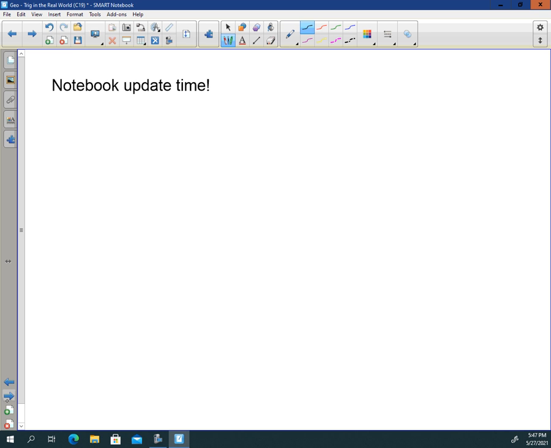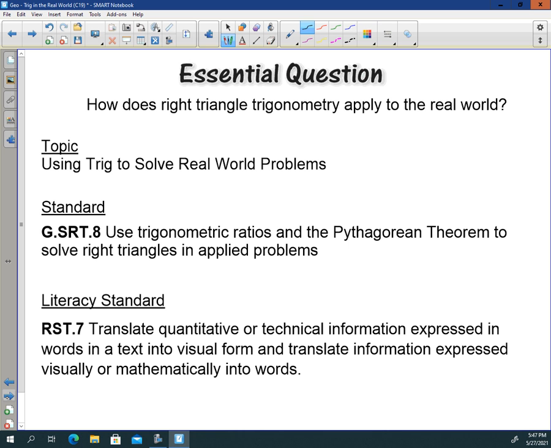Let's do this. So we're going to use Trig to solve real-world problems today. The topic, using Trig to solve real-world problems, should make it into your table of contents of your notebook. And then the essential question today is, how does right triangle trigonometry apply to the real world? So let's see some examples of that.